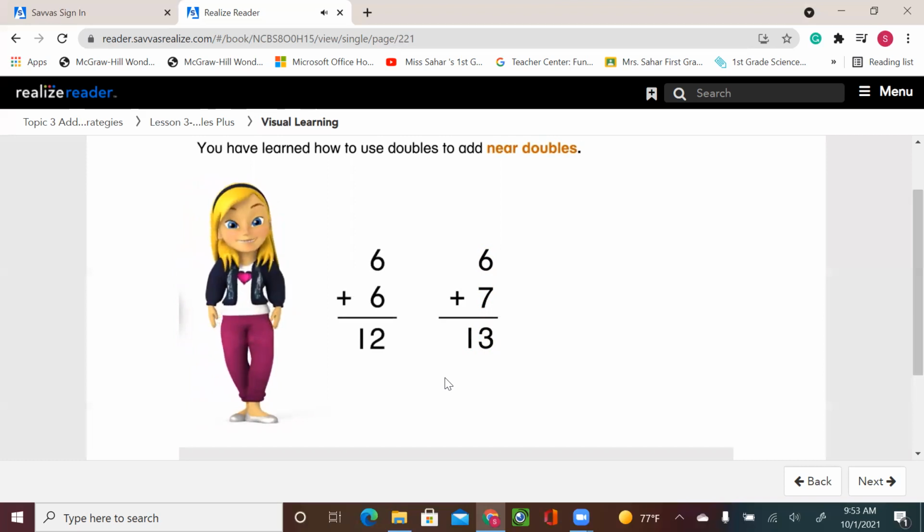So as we see, that's why we had fun with the previous lesson, learning doubles facts, because it will help us to get to near doubles or doubles plus. So we have 6 plus 6. I know double 6. That means adding 6 twice is 12. And I know 6 plus 7. I know my second addend, the 7, is 1 more. So that means 12 plus 1 more, which is 13.